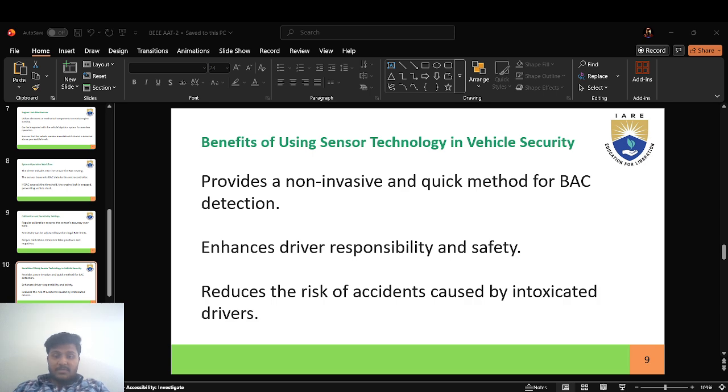Enhances driver responsibility and safety by having a sensor that checks alcohol levels before starting the vehicle. Driver becomes more aware of their actions. Reduces the risk of accidents caused by intoxicated drivers. Since the system prevents the engine from starting when alcohol is detected above the safe limit, it stops drunk drivers from using the vehicle.